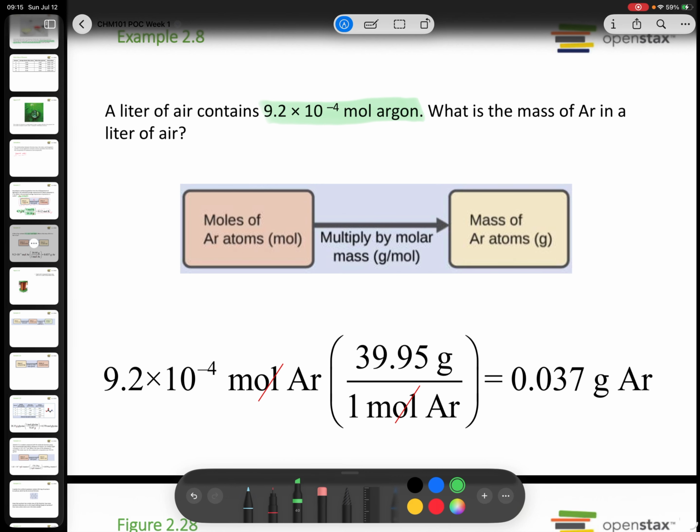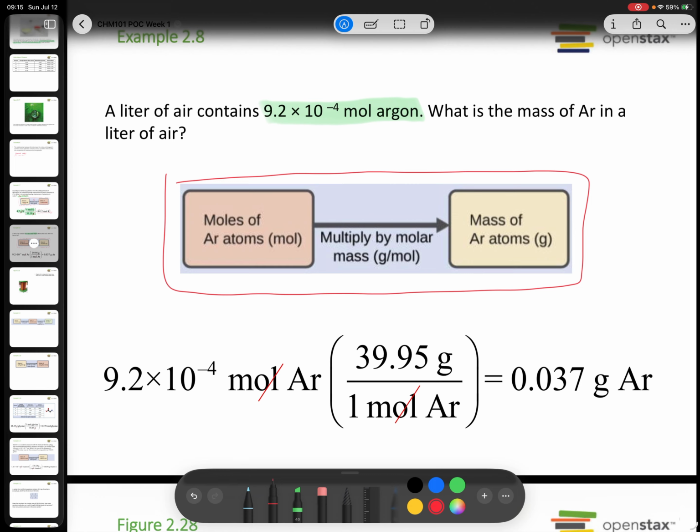So, what is the mass of air, AR or argon in the liter of air? Okay? Kung ang liter of air ay may 9.2 times 10 to the negative 4. So, ito yung pinaka-structure niya ulit. And ang molar mass ng argon ay 39.95 grams per mole. Okay?